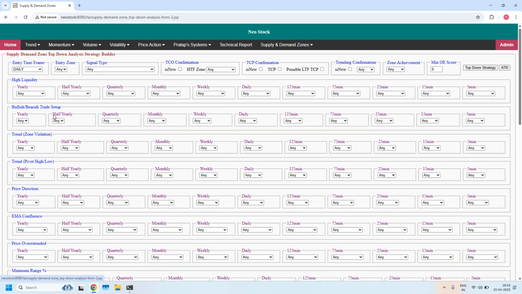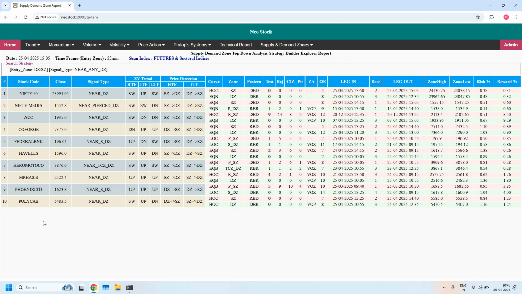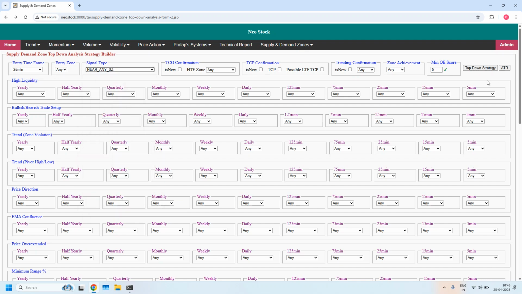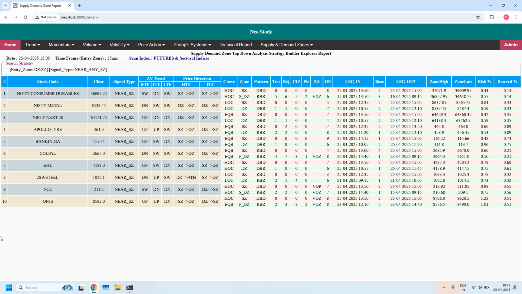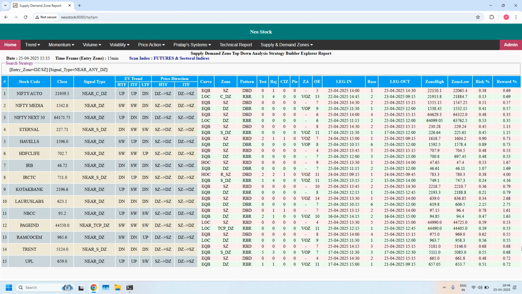Okay, next let us look into the 25 minutes time frame. Stocks near 25 minutes demand zone. We got 10 stocks. Next, stocks near to the 25 minute supply zone. We got 10 stocks again. Okay, next time frame is the 15 minutes. Stocks near to the 15 minutes demand zone. We got 15 stocks.